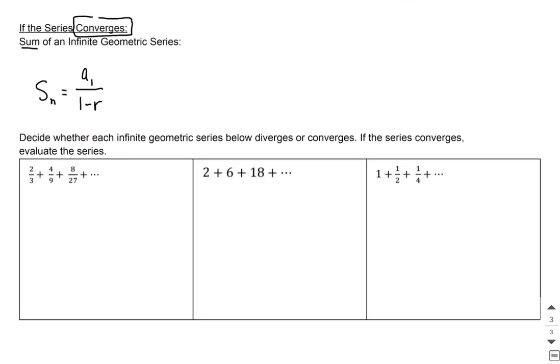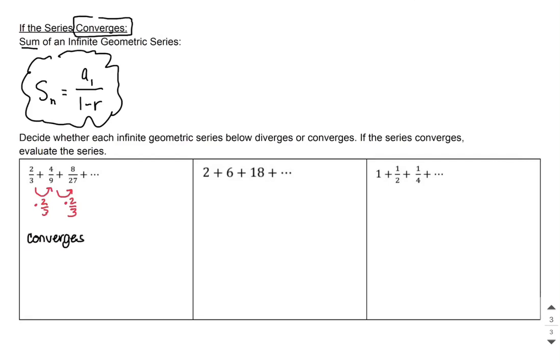I want to use this formula now, only if the series converges. Otherwise, I can't find the sum. So I'm going to see if it works for this example. The first one here, 2 over 3 to 4 over 9. I'm multiplying by 2 over 3 each time. I know it converges because r is equal to 2/3.